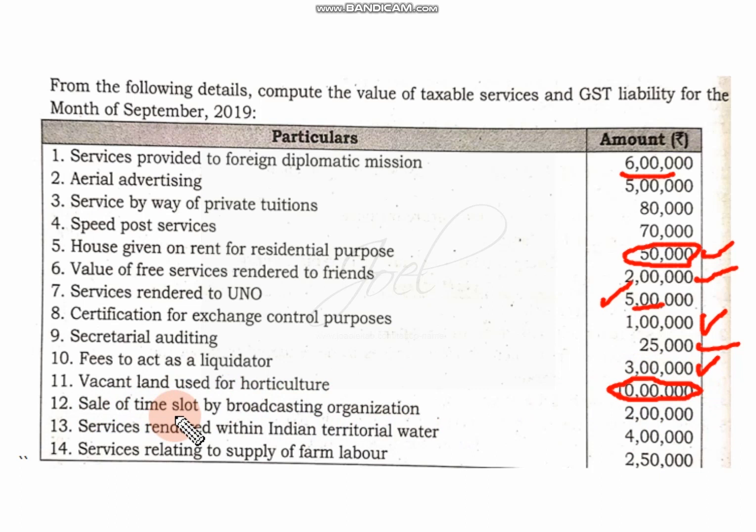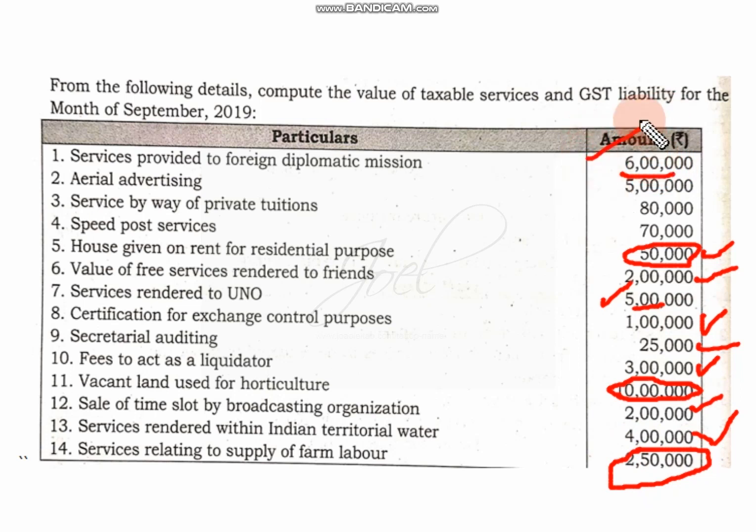Sale of time slot by broadcasting organization, that means it is a kind of advertisement related thing which is taxable. Services rendered within Indian territorial waters, definitely it is taxable. Within Indian territorial waters it is given, not between two states, so it is taxable. Services related to the supply of farm labor, so you are supplying laborers for farm related work or agriculture work, then it is exempt from tax. So here together 4 items are there in this problem which are exempt from tax.